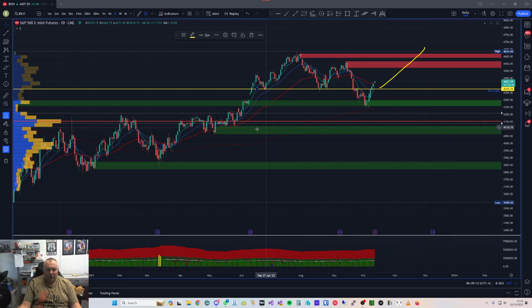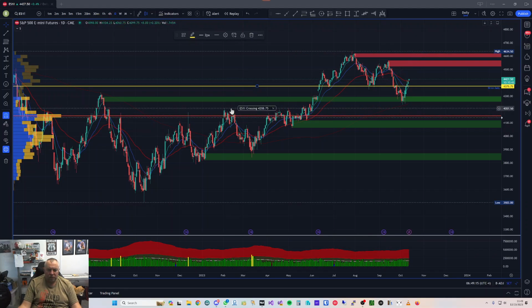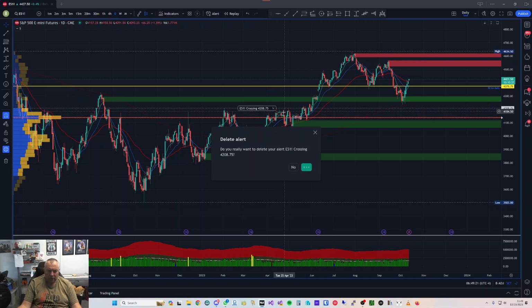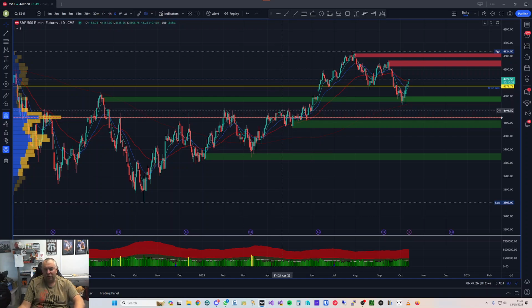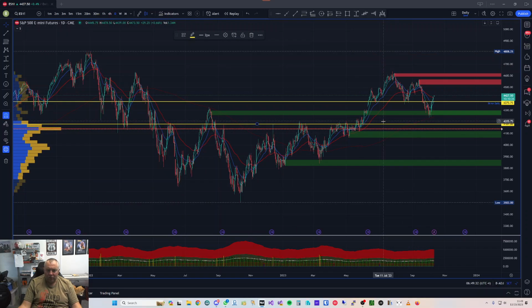So the next area of resistance is going to be this area here. Let's get rid of that alert. The good thing about TradingView, once you've created the first straight line, so Alt H, and I'm going to put it here, and it's going to be around that area. And why have I chosen that area?